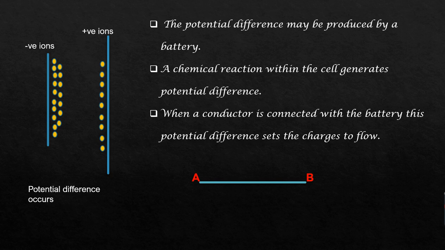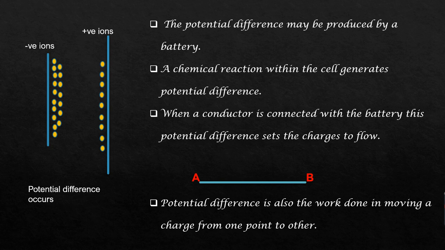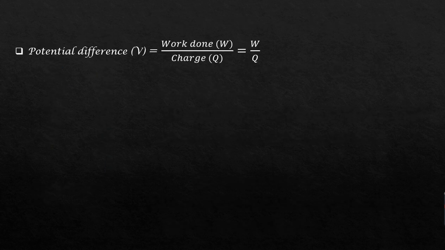So another definition for potential difference is also the work done in moving a charge from one point to another. So using this definition, I can say that potential difference is equal to work done per charge. So this is a new formula for potential difference, which is W by Q.